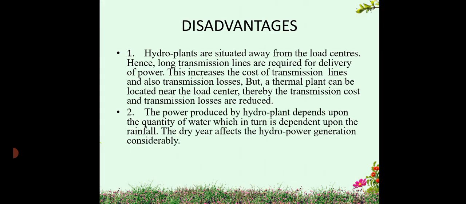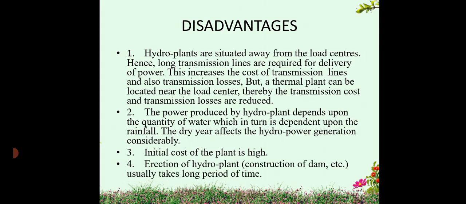The power produced by a hydropower plant depends upon the quantity of water, which in turn depends upon the rainfall. A dry year may affect hydropower generation considerably. The initial cost of the plant is very high. Erection of a hydropower plant, that is the construction of the dam and check dams, usually takes a long period of time.